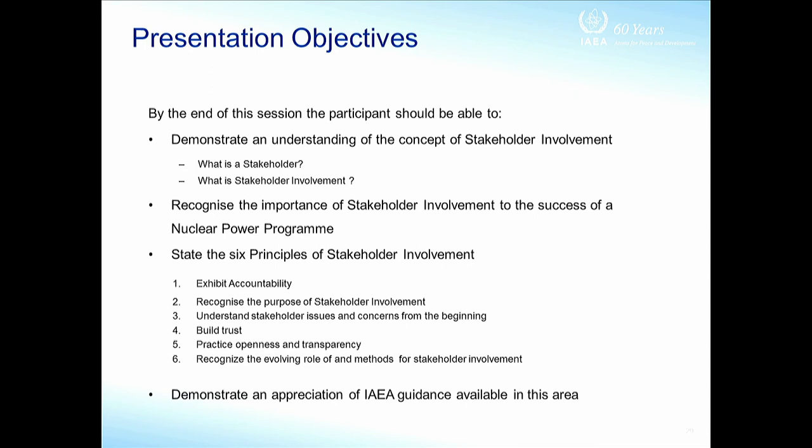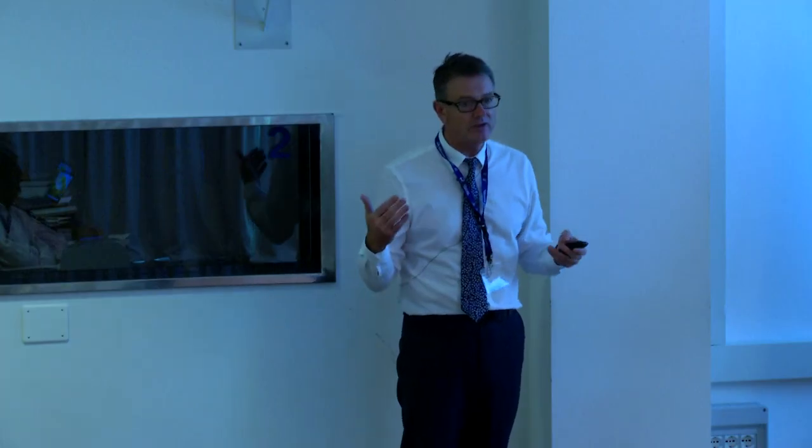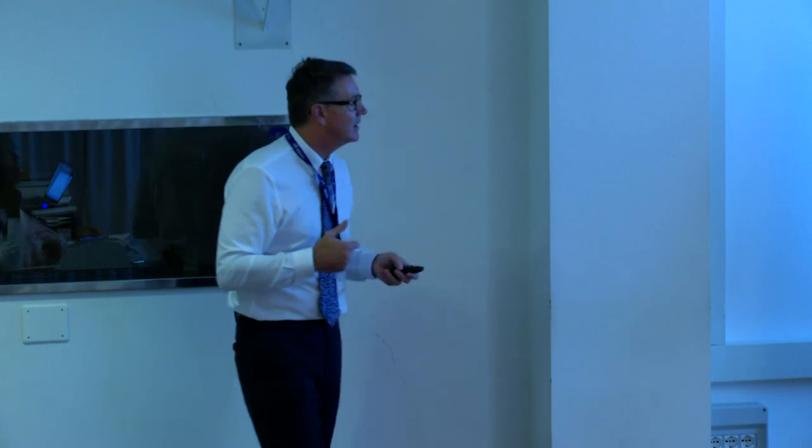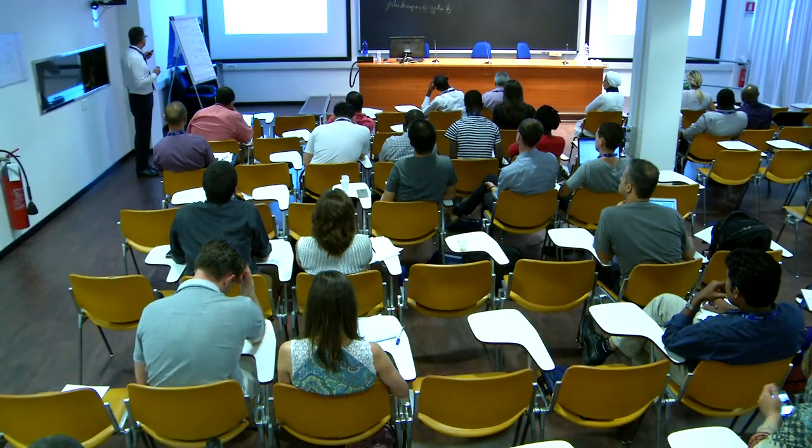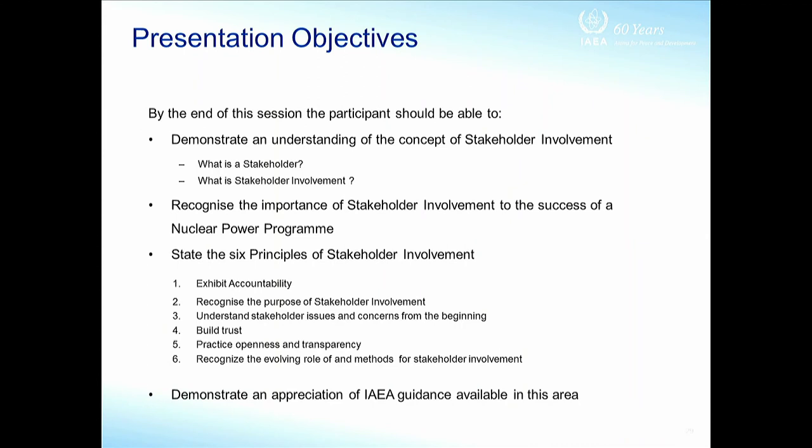So, what's a stakeholder and what's stakeholder involvement? We talked about stakeholders, whoever it wants to be really, people who have an interest in the topic. Stakeholder involvement is making openness, transparency and trust in engaging them in communication about the topic of interest. We talked about the importance of stakeholder involvement being vital to nuclear power programs. And we talked about the six principles of involvement. Accountability, recognize the purpose of stakeholder involvement activities, understand stakeholder issues, build trust, openness and transparency, and recognize that it has to evolve, methodology has to evolve to support what we're trying to achieve.